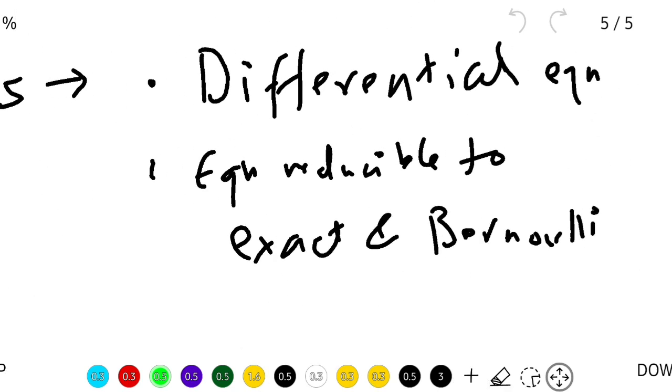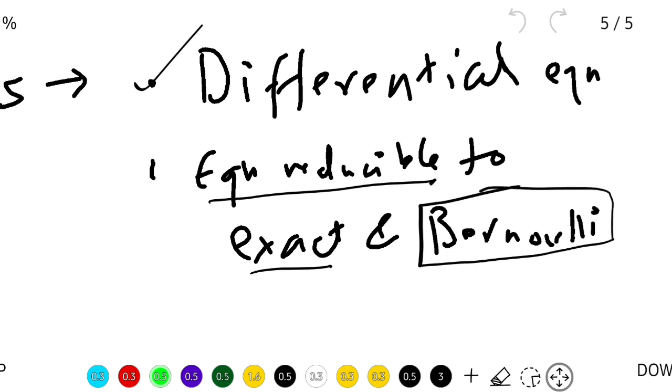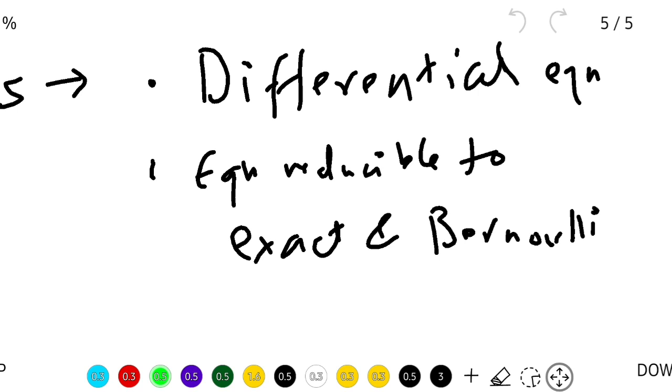Then the last module has differential equations, and an equation reducible to the exact form if it is not initially in the exact form. Then at last we have the Bernoulli's differential equation. Okay, so these are the topics from which the questions are asked. So each of these topics is important. So let's move on to the question paper.